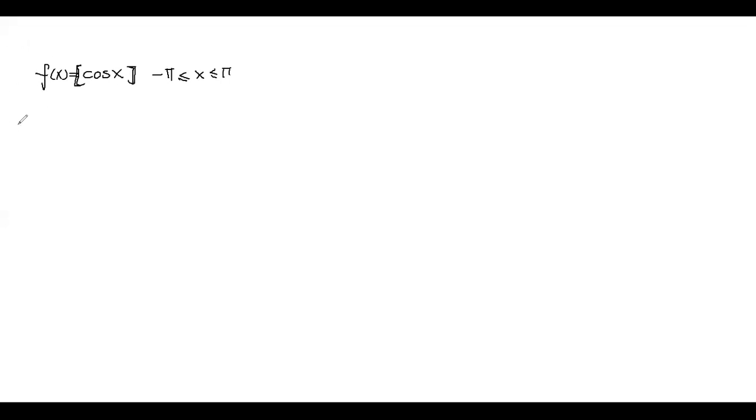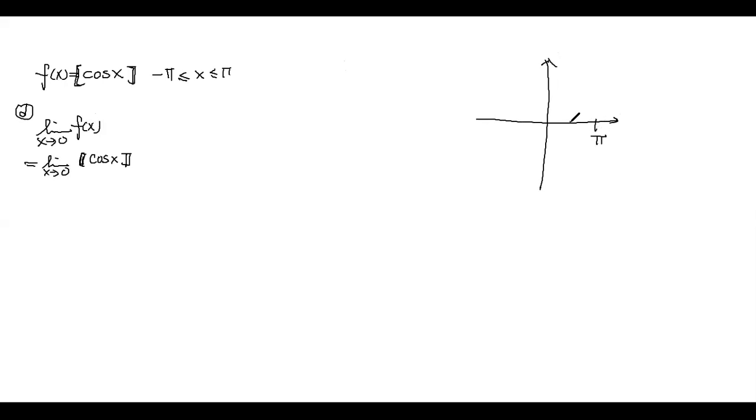So this is part D. Okay, so let's take a look at the limit as x approaches 0 of f of x. Or you can say this is the limit as x approaches 0 of the greatest integer function of cosine x. Okay, so in order to do this, let's do a graph. When we see the graph of cosine, maybe that will help. So here, this is pi, this is pi over 2, this is negative pi over 2, this is negative pi, right? So this is 1.